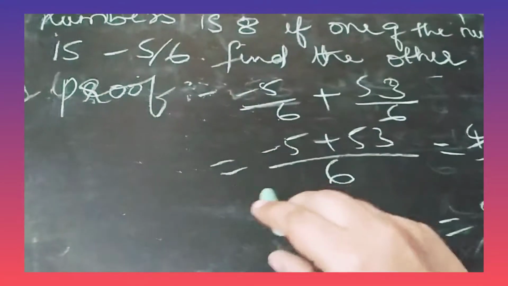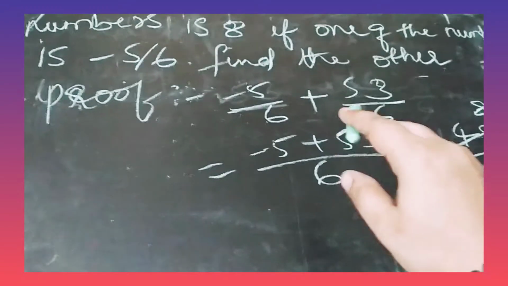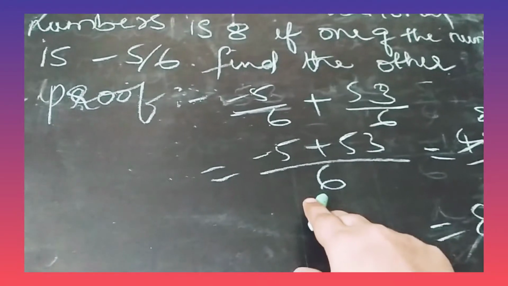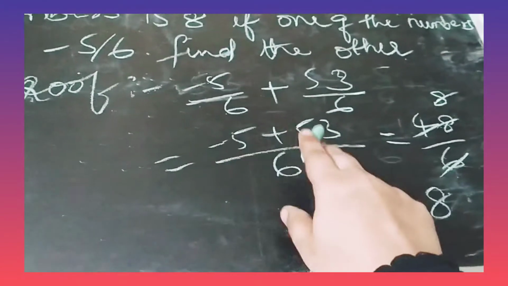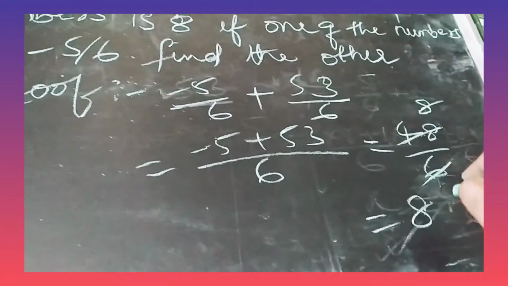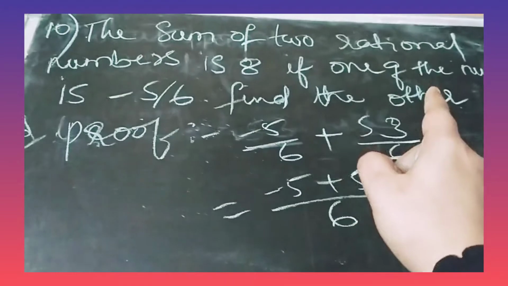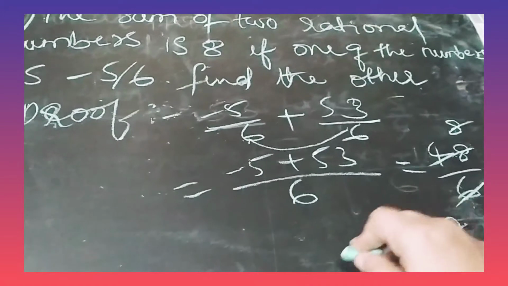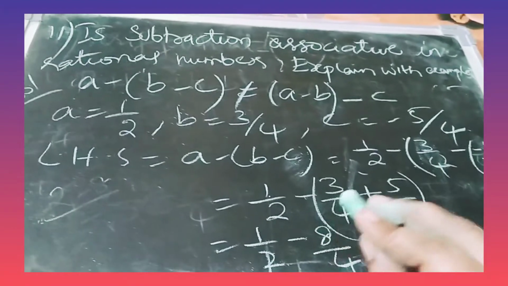Now we are proving it. How do we have to prove it? Again, minus 5 by 6 plus the other number we have got, the other number 53 by 6. Now here the denominator is the same. You have to write the denominator 6, minus 5 plus 53. You have to do 53 minus 5. What is 53 minus 5? It is 48. The answer is 48 by 6. 6 ones are 6, 6 8s are 48. So here 8 is there now. So the sum of two rational numbers is 8. We have got the answer 8 now. Hence it is proved.